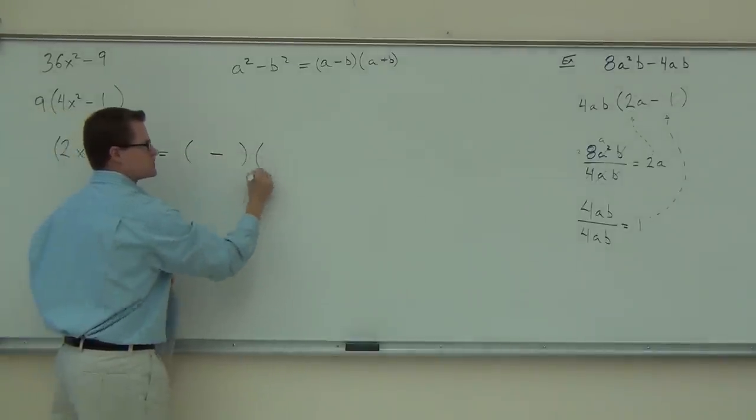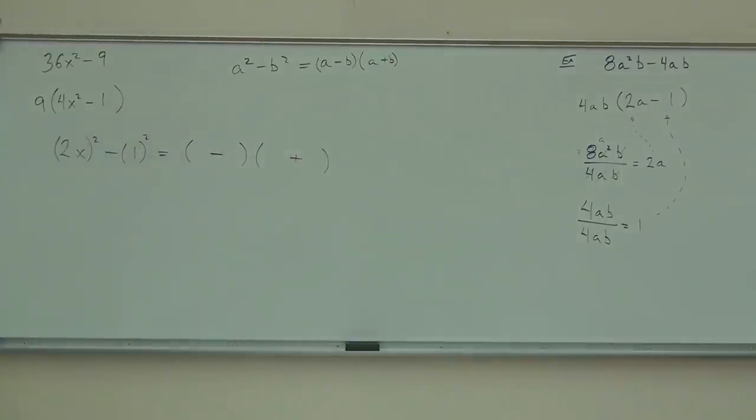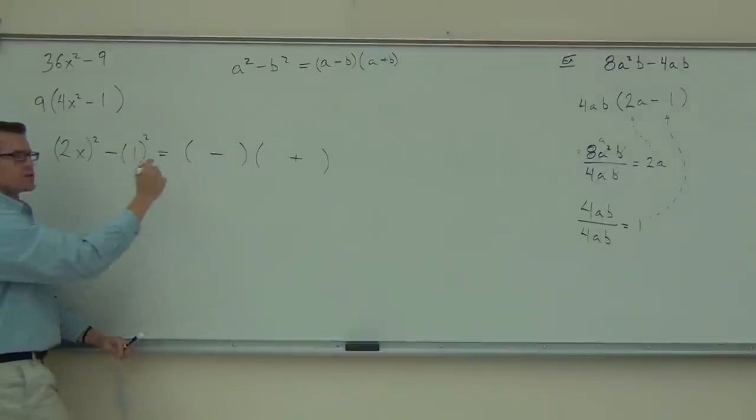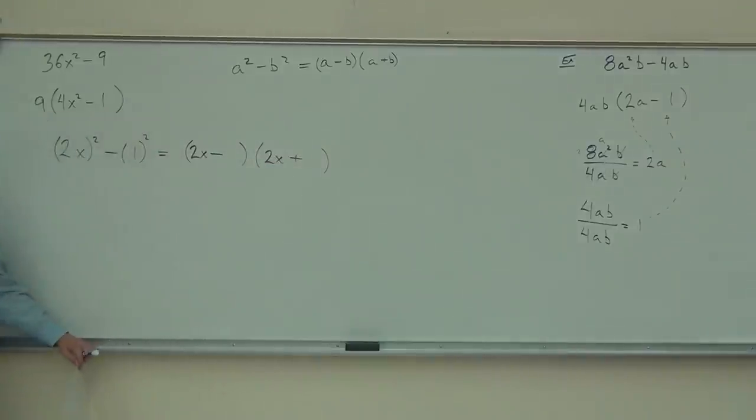A minus B, A plus B. Only now we just have to identify what was our A, what's our B. In our case, our A was 2x. Look what we're going to do. Our 2x goes here and here. Do you see where that 2x is coming from?